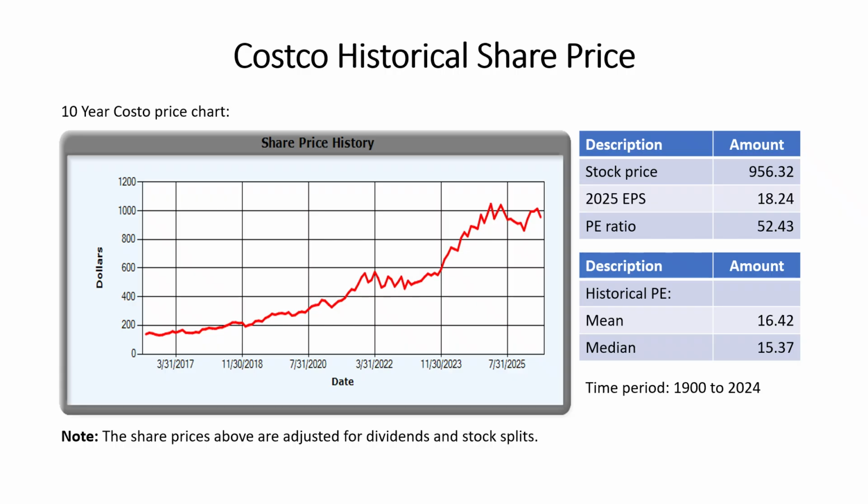So what we want to do here is come up with a rationale of why Costco would be selling at such a share price that's significantly greater than its intrinsic value. So let's look at the 10-year Costco price chart. Now, this chart has been adjusted for dividends and stock splits, so it's an accurate chart. This is a 10-year chart.